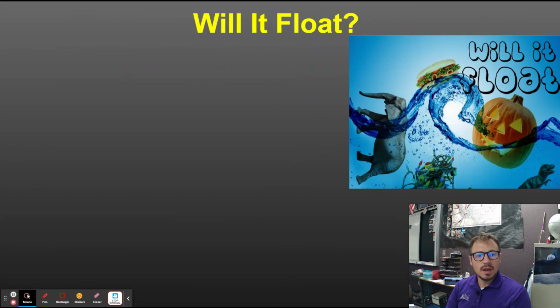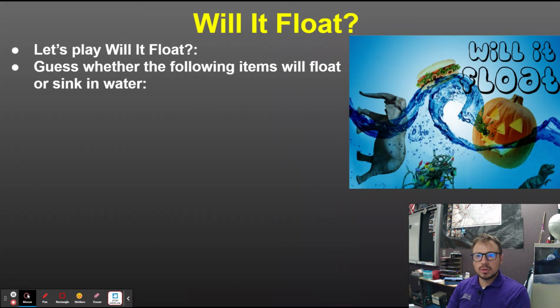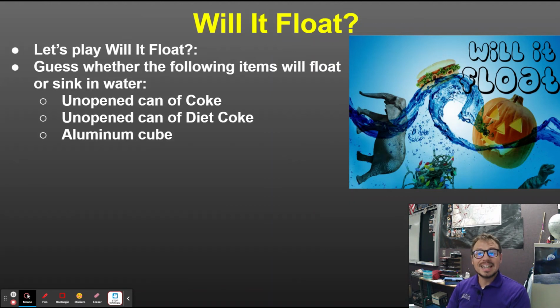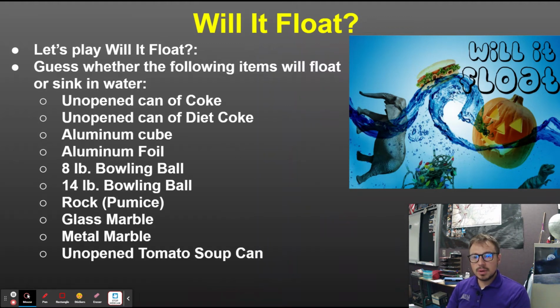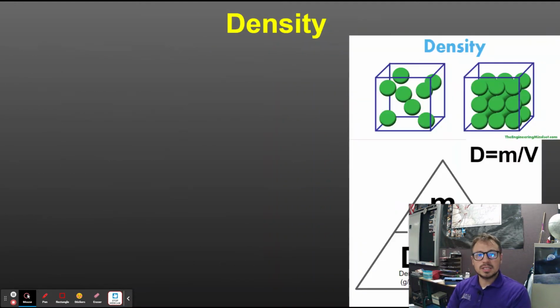Let's get started. We opened up with a game called Will It Float? You were to guess whether the following items will float or sink in water. We had an unopened can of Coke, an unopened can of Diet Coke, an aluminum cube, aluminum foil, an 8-pound bowling ball, a 14-pound bowling ball, a rock which was pumice, a glass marble, a metal marble, an unopened tomato soup can, and an anvil. So you were to guess whether they float or sink. We put them in a tank, and some objects floated, some objects did sink.